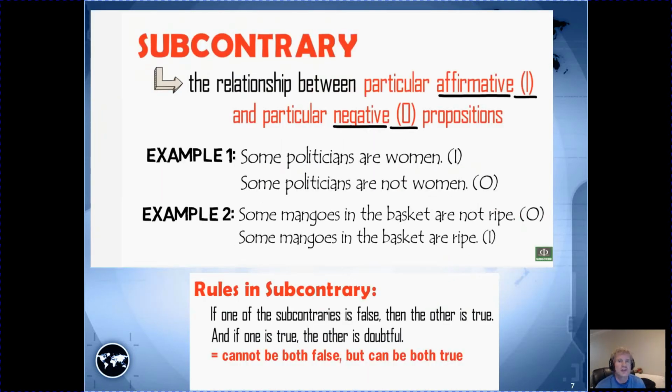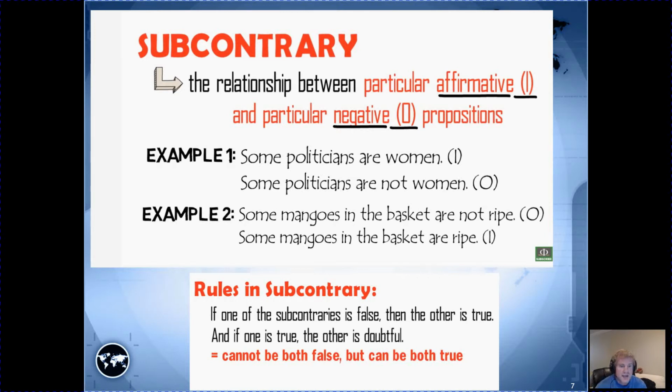So, let's go to the sub-contrary. Okay? Now, notice the difference in the words. Some. It doesn't say all, doesn't say everybody, doesn't say nobody. It says some. Sub-contrary with an S. Some. A lot of statements with the sub-contrary start with some. Okay? Some politicians are women. Some politicians are not women. Okay? Clearly, both of these statements are not contradictory to each other. I mean, they're both okay, that's fine.